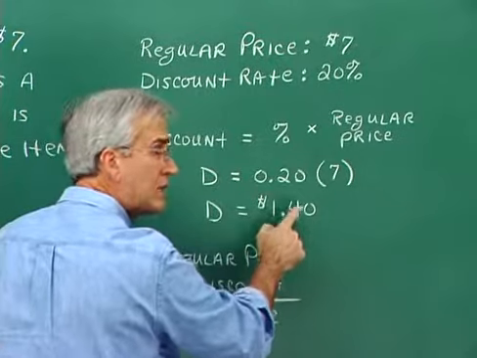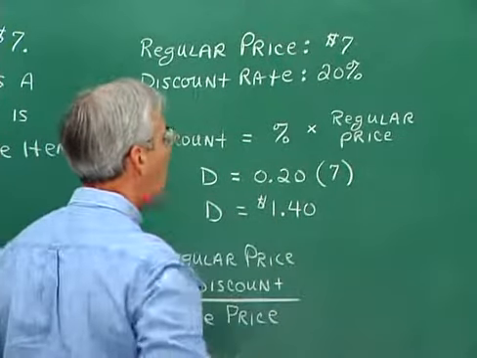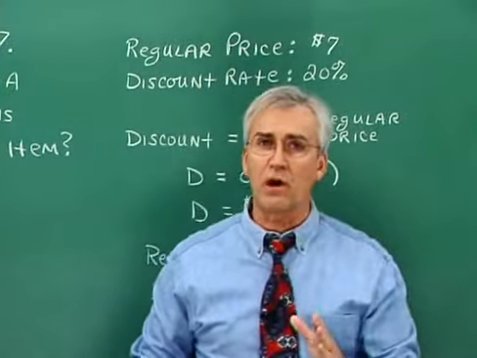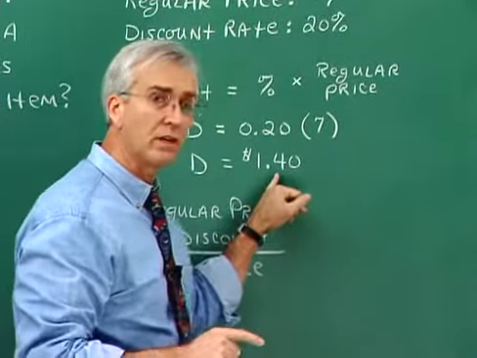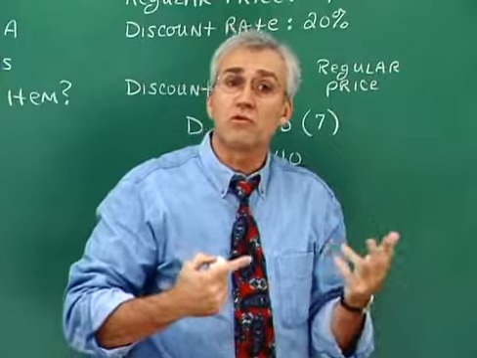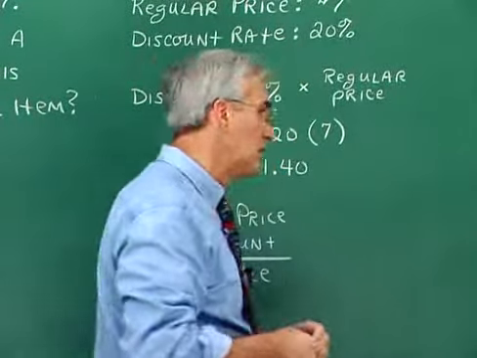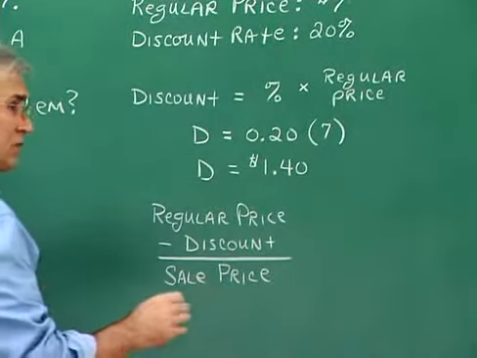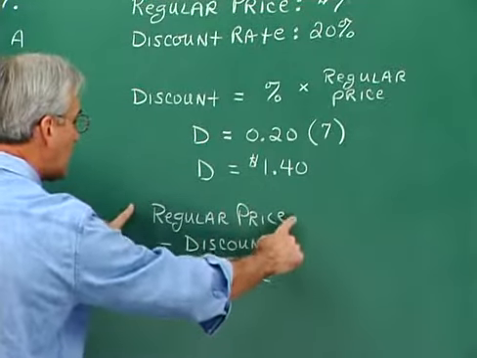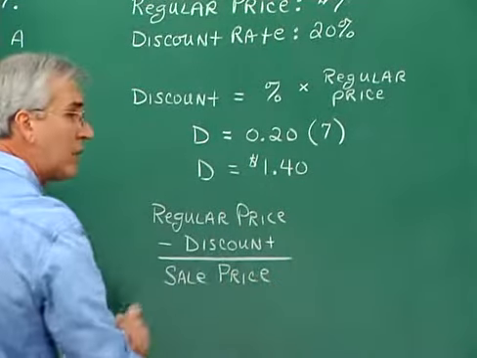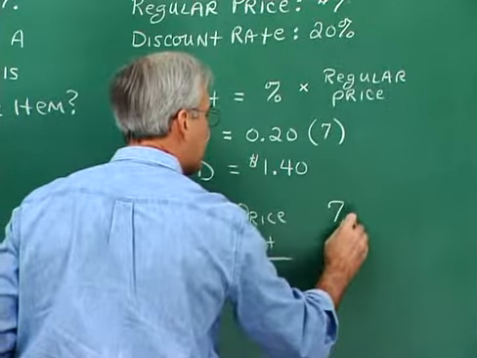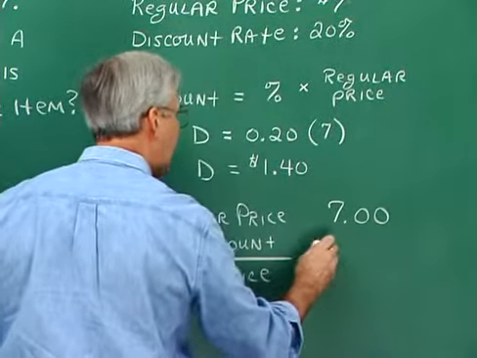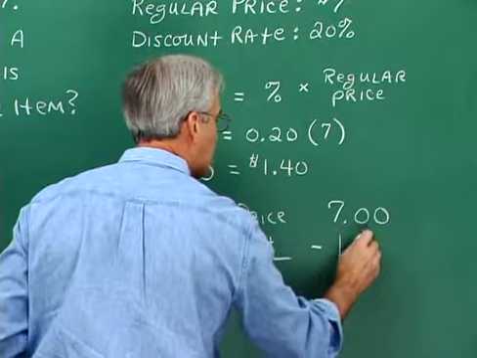All right, that's the first thing we need to find, but we also want to find the sale price. Now, if the amount of the discount is $1.40, then that's the amount we're going to subtract from the regular price. So the relationship is this. It is that we take the regular price, we subtract the discount, and we have the sale price. That's all there is to it. The regular price is $7. The amount of the discount is $1.40.